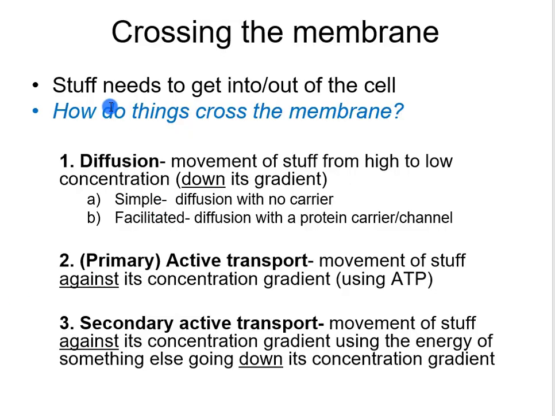So here's what we want to do. We want to talk about, again, diffusion, primary active transport, and secondary active transport. First off, diffusion. You already know diffusion is the movement of stuff from high to low concentration. And when that happens, it's moving down its gradient. Now, there are two types of diffusion that we care about, simple and facilitated.